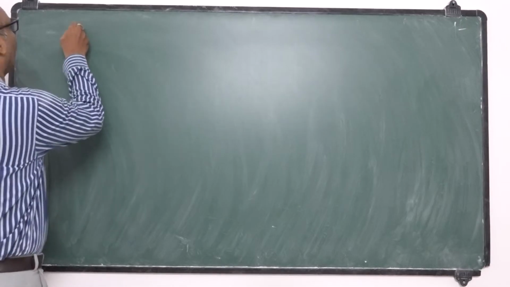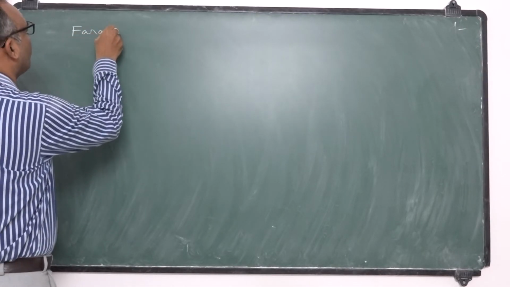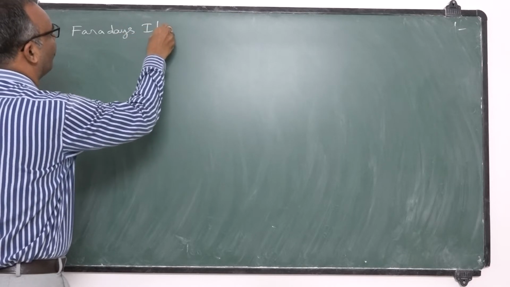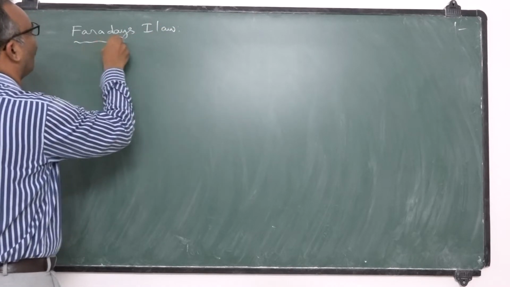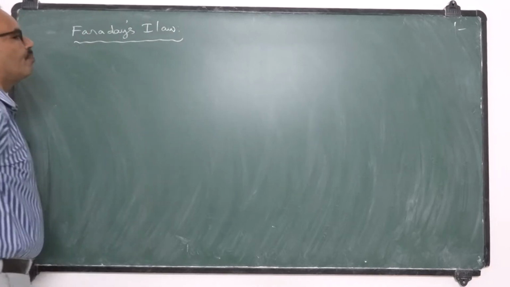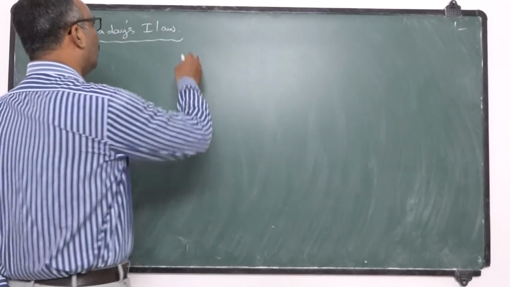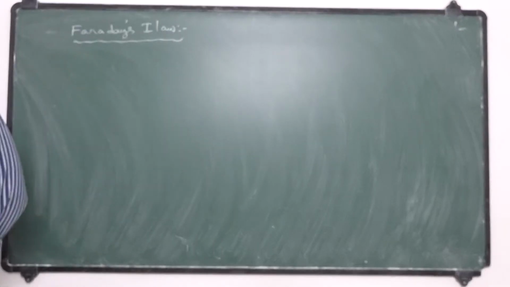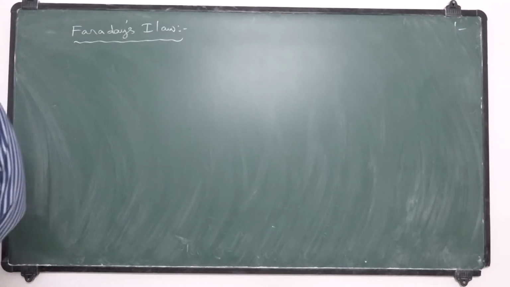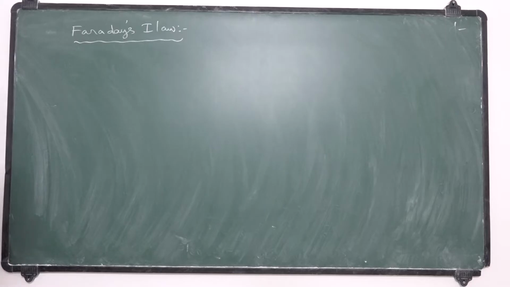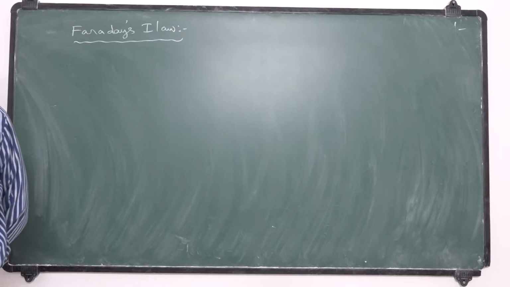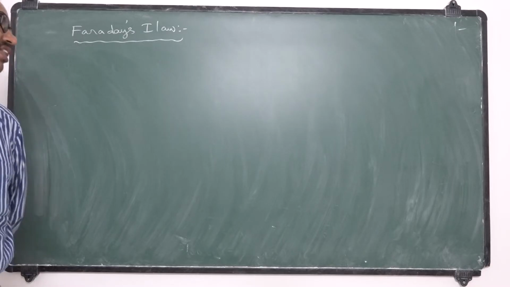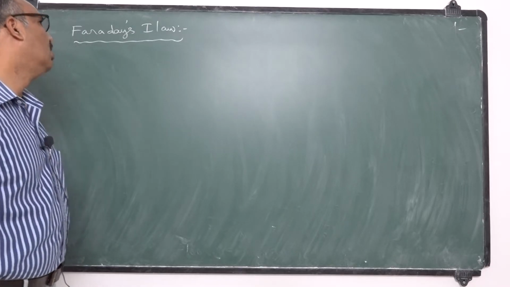Faraday's first law. According to Faraday, whenever there is a change in magnetic flux linked with a coil, it leads to the development of induced EMF or induced current in the circuit.